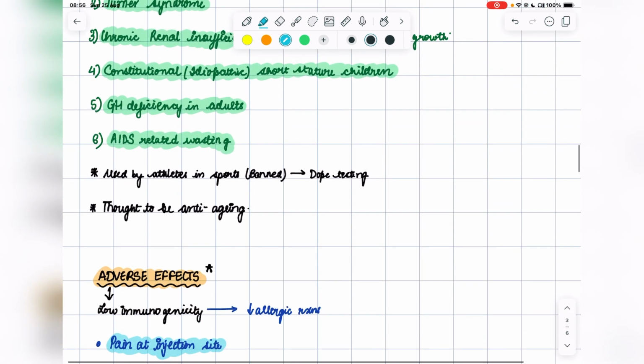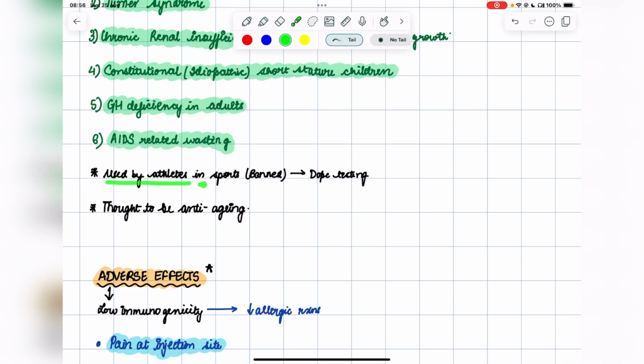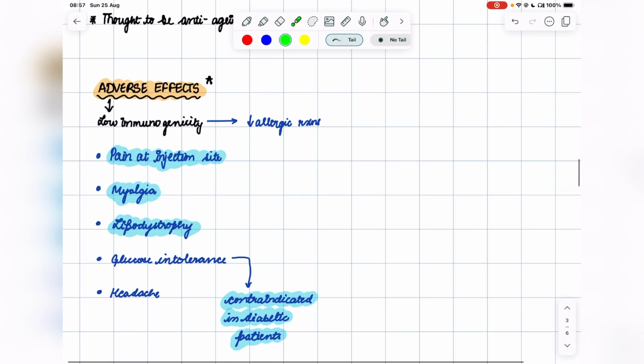Okay. So growth hormone is sometimes also used by athletes in sports, that gives them energy or makes them much more powerful or increases their height, etc. So it's banned in sports, so hence growth hormone is included in dope testing. And also it's thought to be anti-aging, but there is no conclusive research that proves that yes it is anti-aging. It's just thought.